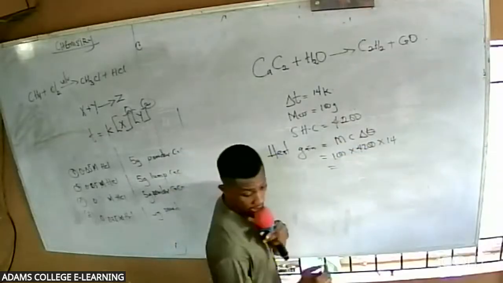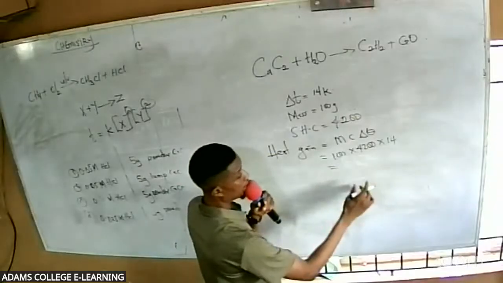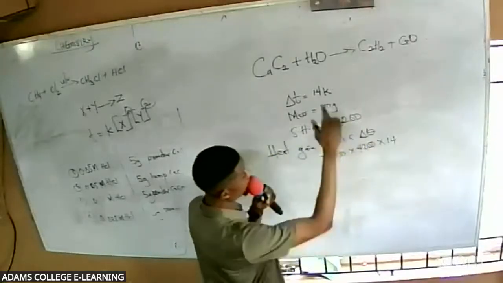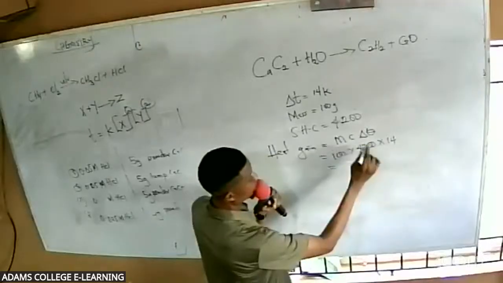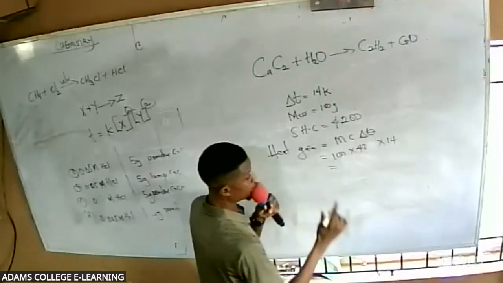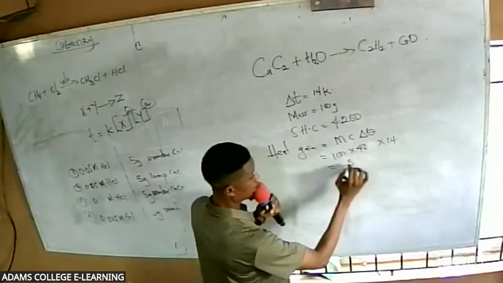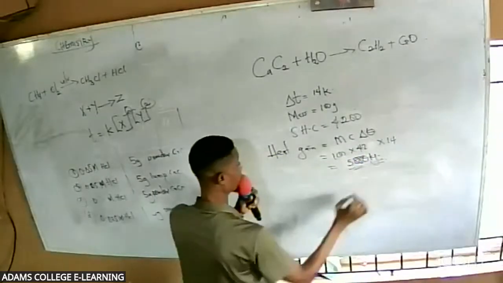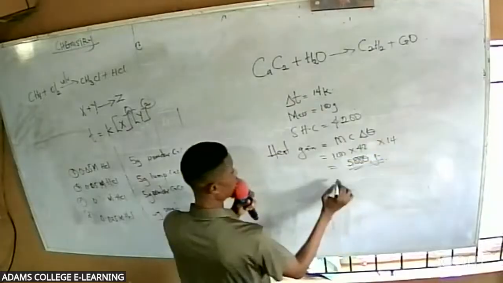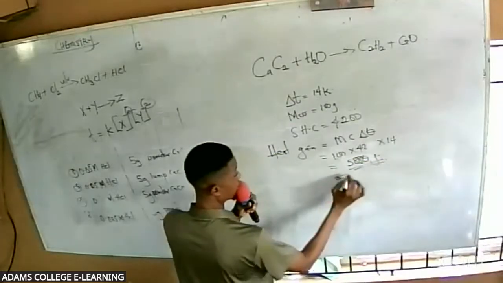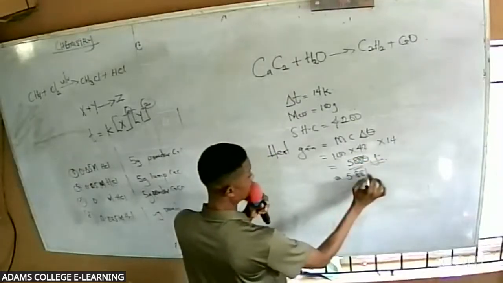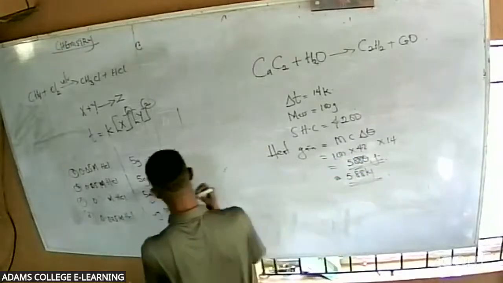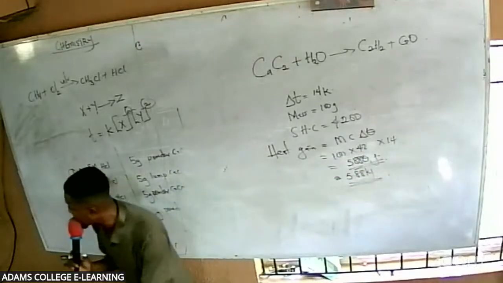It's in joules, right? Can we just change directly to 4.2? We multiply 100 times 4.2 times 14, which gives 5,880. This is in joules, so if you want to convert to kilojoules, that gives 5.88 kilojoules. So that is the amount of heat liberated.